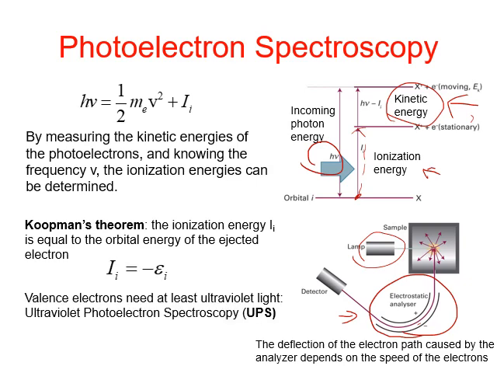And again, for the valence electrons, you need UV. It's called ultraviolet photoelectron spectroscopy, or UPS, and this is suitable for valence electrons. For core electrons, we use X-ray, so that's called XPS.